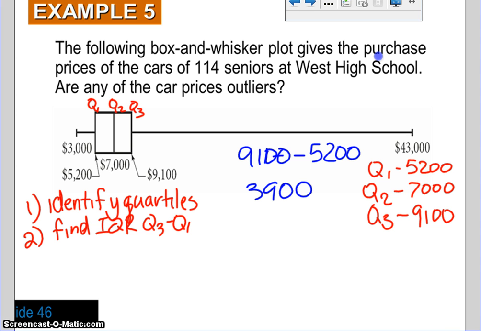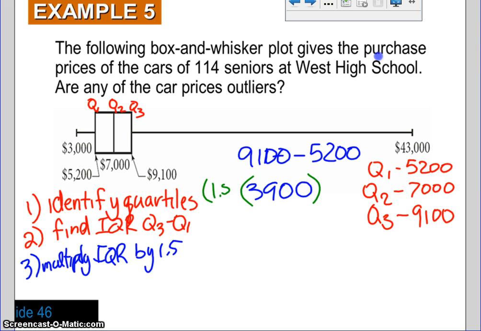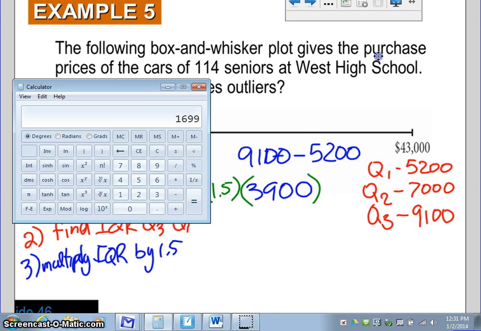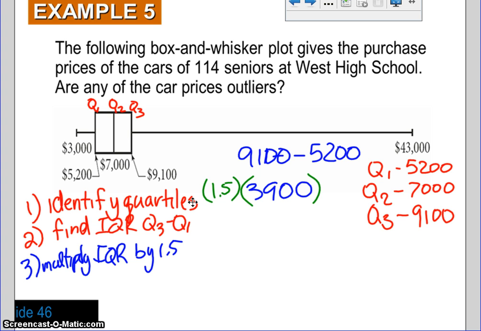Okay, third step. You're going to multiply the interquartile range by 1.5. So you're going to take the 3,900 and you are going to multiply that by 1.5. So when we get that, let's go ahead and go to our calculator, and we've got 3,900 times 1.5. And that gives us a value of 5850.